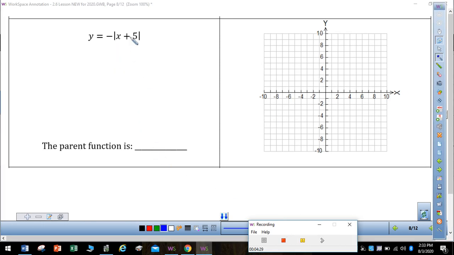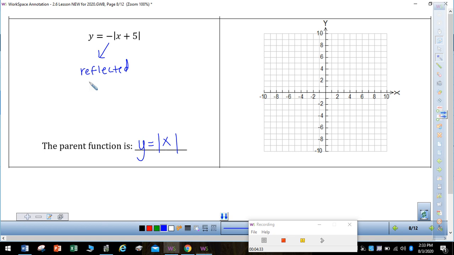All right, the next equation that we have involves the absolute value sign. So the original parent function this time is y equals the absolute value of x. We have 2 things going on here. First of all, we've got a negative sign out in front, and so that means that it's going to be reflected or flipped over the x-axis. We also see that it's adding 5 inside the function, so that's going to cause it to move to the left 5 spaces.